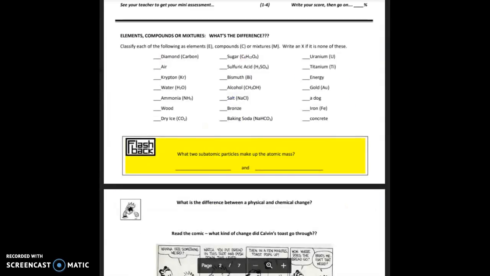All right, guys, so now we're trying to figure out the difference between an element, compound, or mixture. So an element right here, just so we know, is a pure substance. This is something that will be found on the periodic table of elements. A compound is two or more elements combined together. Two or more actually different elements.